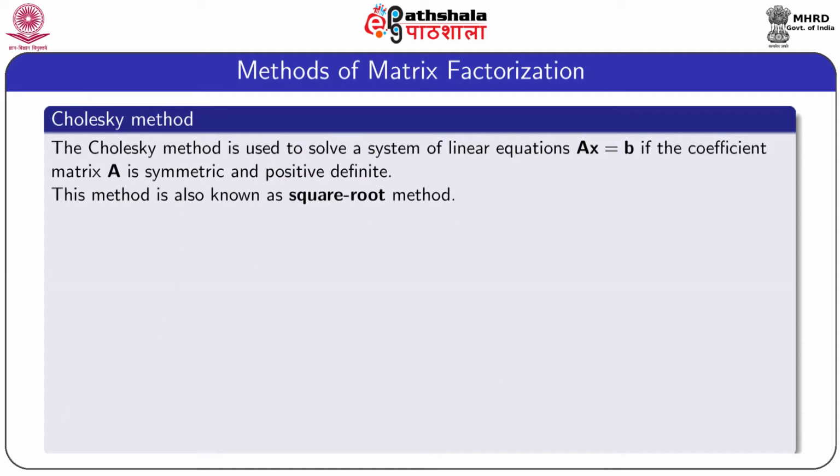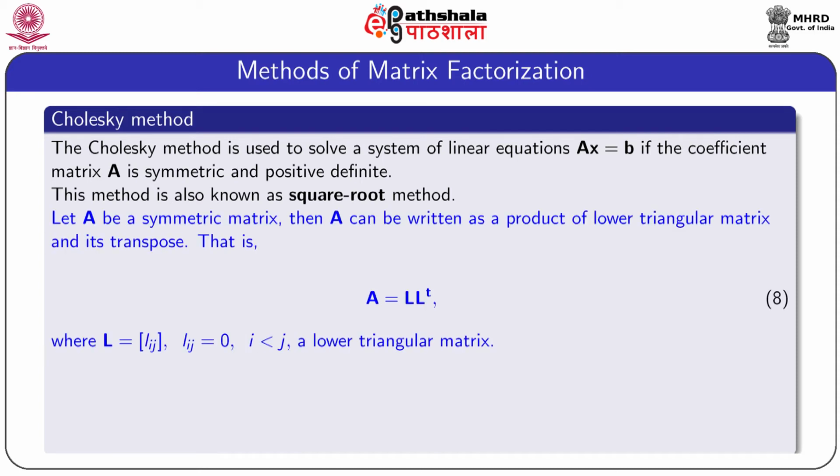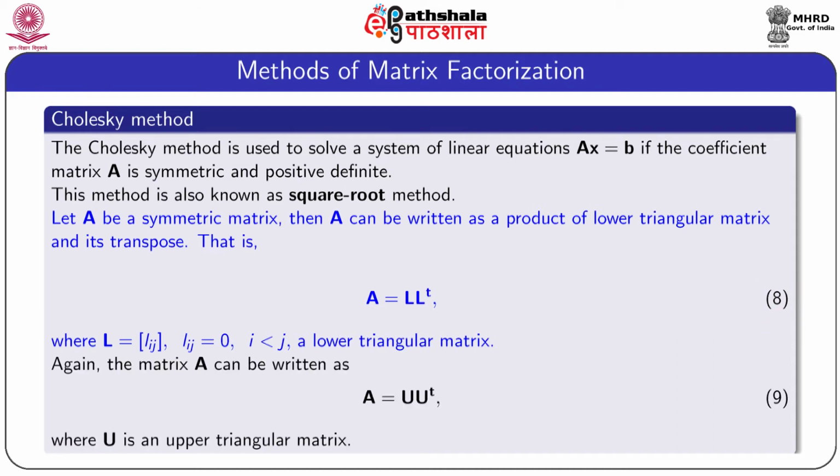Now we consider another method called the Cholesky factorization method. The Cholesky method is used to solve a system of linear equations if the coefficient matrix A is symmetric and positive definite. This method is also known as the square root method. In this method, the coefficient matrix A is written as A = LL transpose, where L is the lower triangular matrix, that one is given by equation 8. Also, the matrix A can be written as A = U transpose U, where U is the upper triangular matrix.